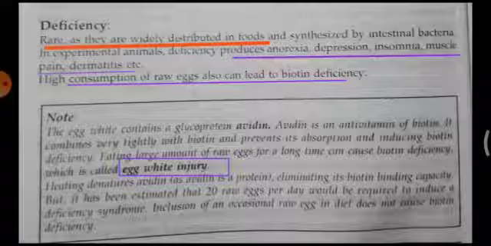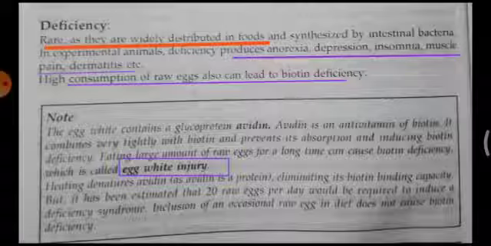High consumption of raw eggs can also lead to biotin deficiency. Biotin becomes deficient because of eating raw eggs without boiling, and the process is called egg white injury factor. The egg white contains a glycoprotein avidin. Avidin is an antivitamin of biotin, which prevents the absorption of biotin. It combines very tightly with biotin and prevents its absorption, inducing biotin deficiency.